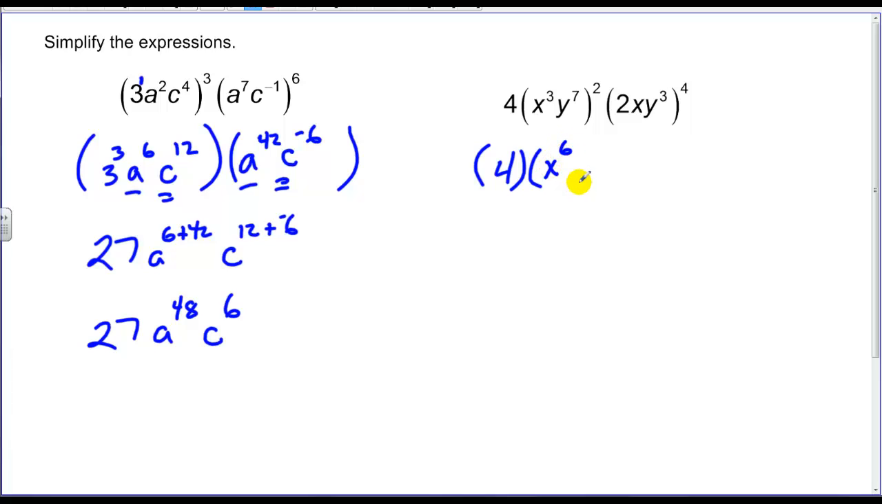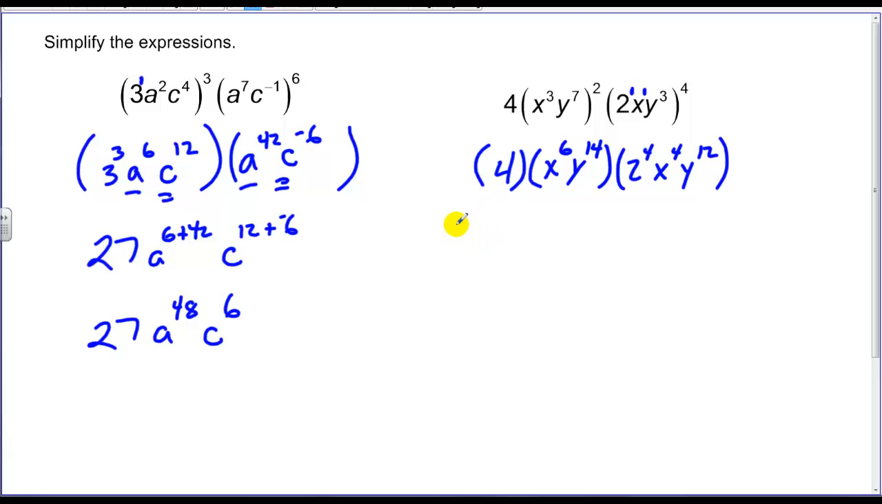X to the 6th, y to the 14th. Now in this case, unwritten power of 1 on both the 2 and the x. So this is 2 to the 4th, x to the 4th, and y to the 12th. And now we're reduced to a multiplying problem.